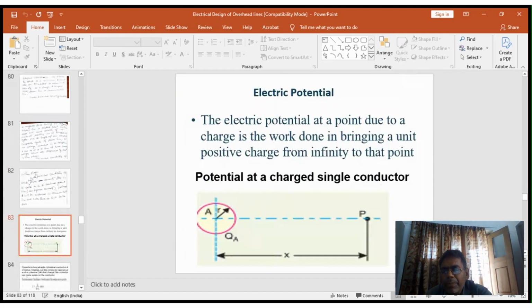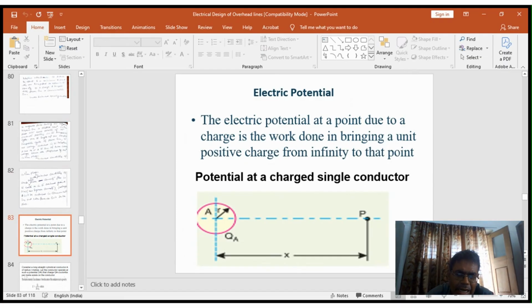Next, capacitance is defined, and next we derive the expressions for capacitance. This is electrical potential. The electrical potential at a point due to the charge is the work done to bring a unit positive charge from infinity to that point. Potential of a single charged conductor.